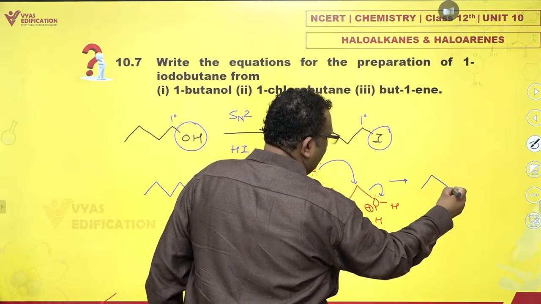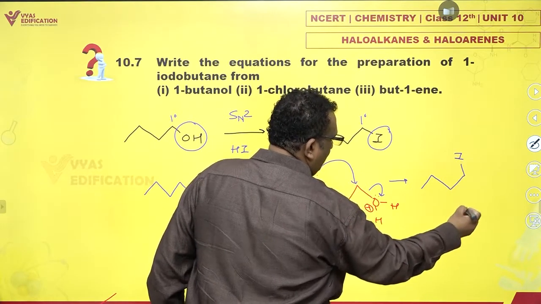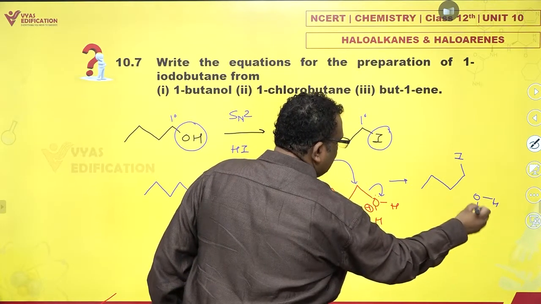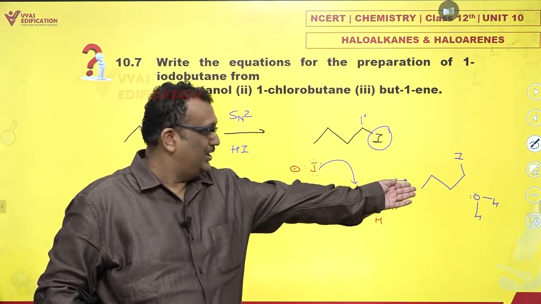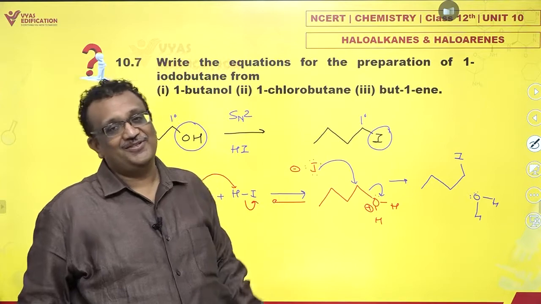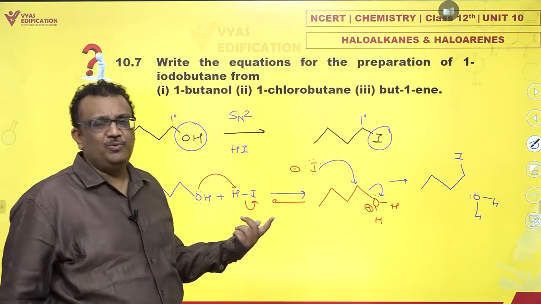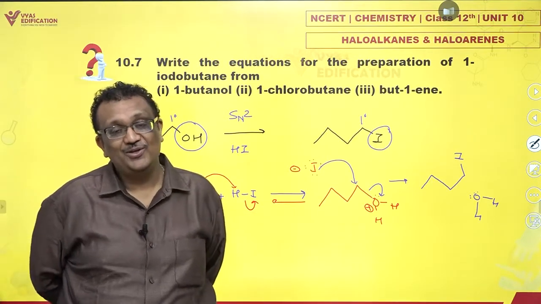I would get something like this. This is 1-iodobutane, and I get H2O. Is it a good method? It's a beautiful method with one limitation.